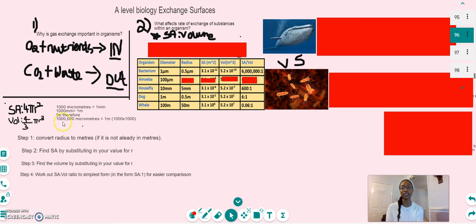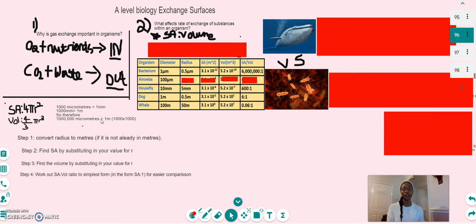If I tell you that 1,000 micrometers are in 1 millimeter, and we know that 1,000 millimeters are in a meter, then therefore there are 1,000,000 micrometers in 1 meter. The way I've done that is I've multiplied the 1,000 micrometers in 1 millimeter by the 1,000 millimeters that are in 1 meter. So essentially there are 1,000,000 micrometers in 1 meter.